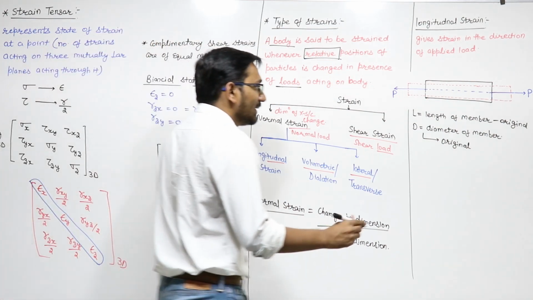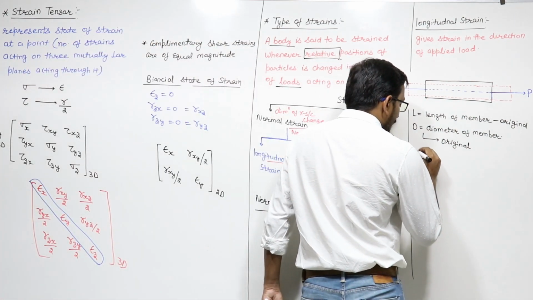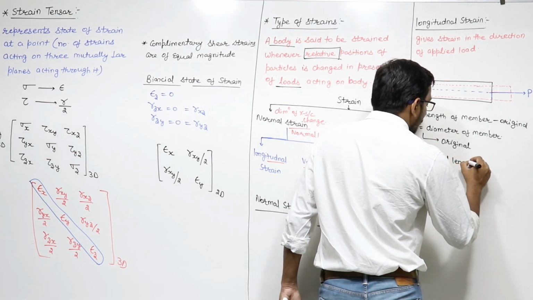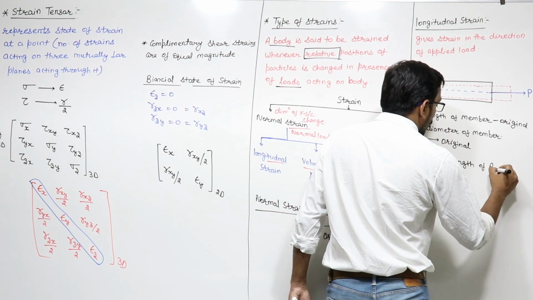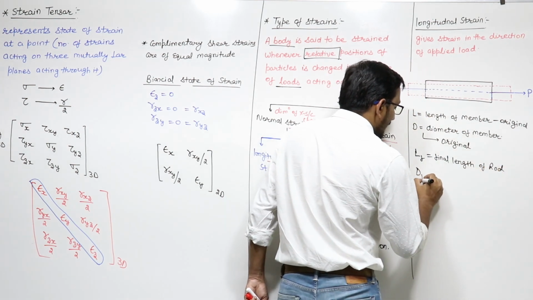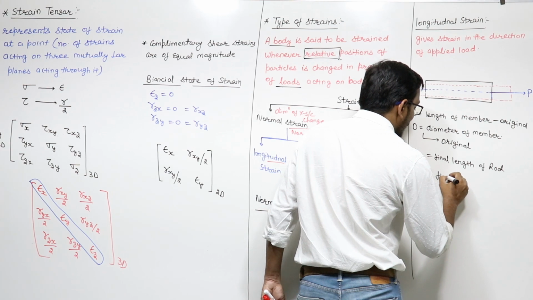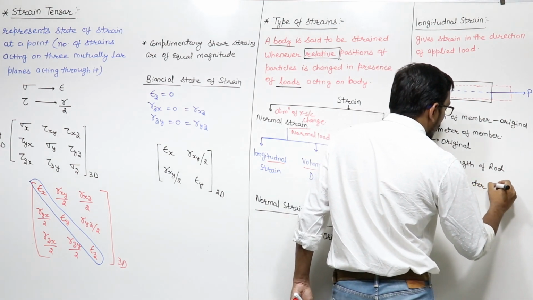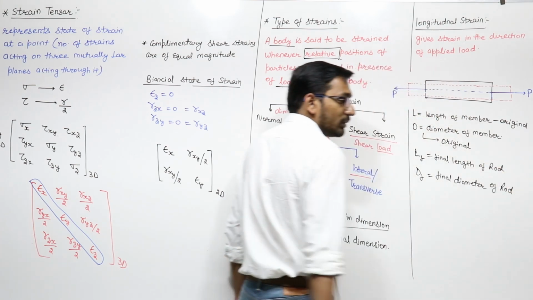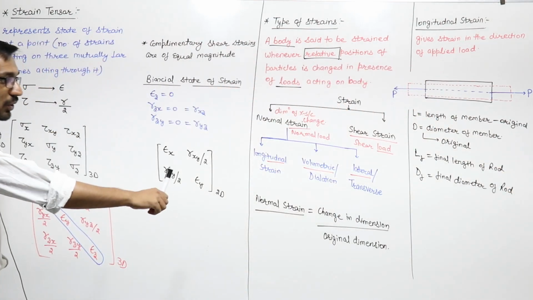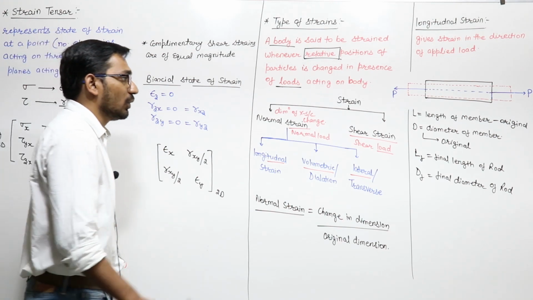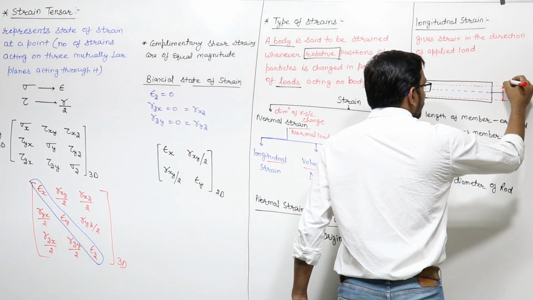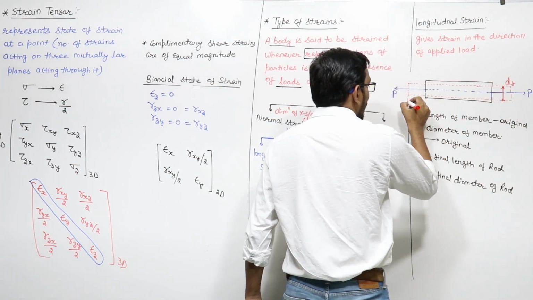So we can say that LF is the final length of the rod, and DF is the final diameter, or after-loading diameter, of the rod. So this is your DF and this is your LF, the final length.